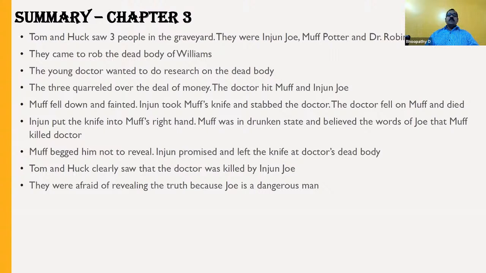Muff Potter was in an unconscious mood. He fainted. Injun took Muff's knife and stabbed the doctor. The doctor fell on Muff and died. Injun put the knife into Muff's right hand. This is the turning here. It is the twist here. You see the villain, I mean Injun Joe's plan. He took the knife of Muff. Actually, Injun Joe killed him, but he took the knife of Muff and put it in his right hand.